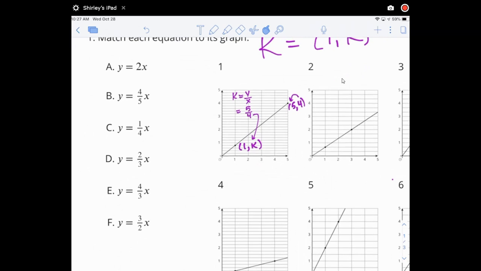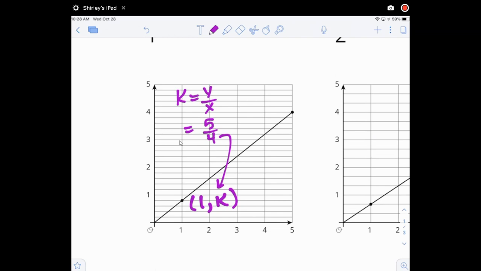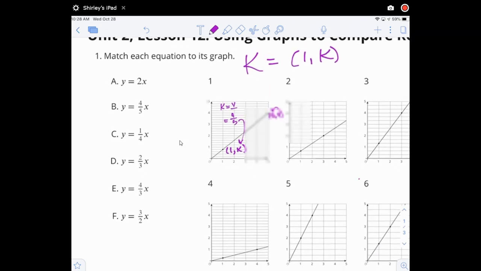Which of my equations is written with a k value of 5/4? I'm sorry, I completely flipped that around. My coordinate here is 5, comma 4. When I divide, I did this backwards, I get 4 over 5. So then my equation here that matches is B.